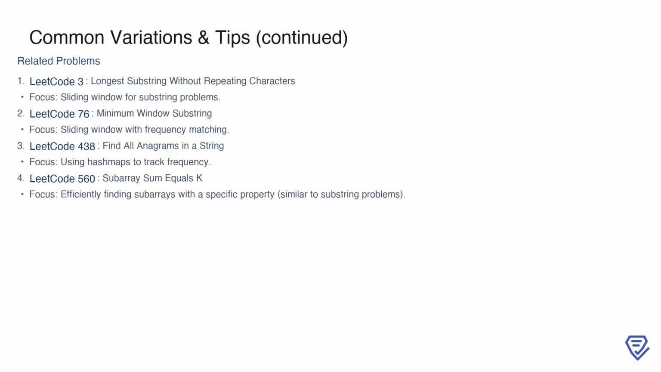Similarly, LeetCode 438, Find All Anagrams in a String, relies on hash maps to track frequencies, making it a valuable practice problem. Lastly, LeetCode 560, Subarray Sum Equals K, is another problem that emphasizes efficiently finding subarrays with specific properties, which is conceptually similar to substring problems. Working through these related problems will help reinforce your skills with techniques like sliding windows, hash maps, and pattern recognition.